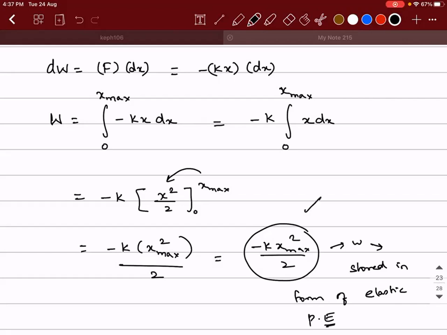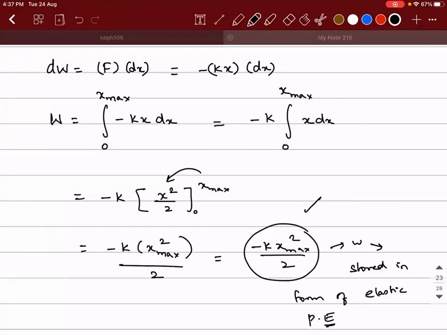So going forward, this is the formula that we are going to use. It need not be x max square always. Depending on how much elongation they are given, the value of x max keeps changing from problem to problem. I'll do an example of a problem and show. But before that, write this point.